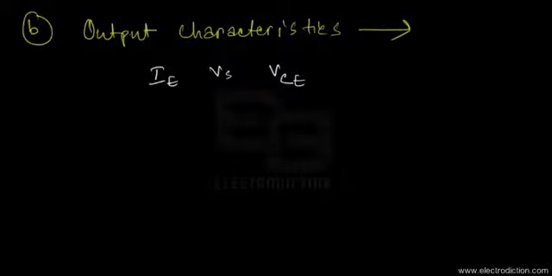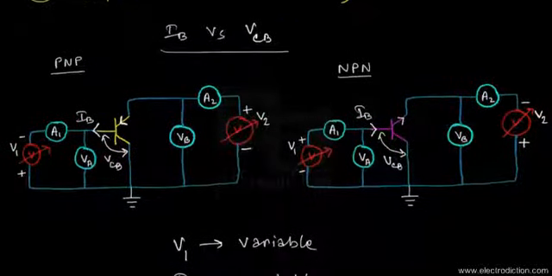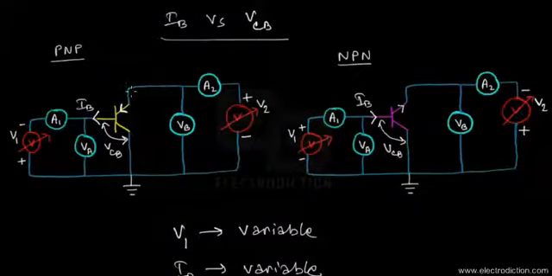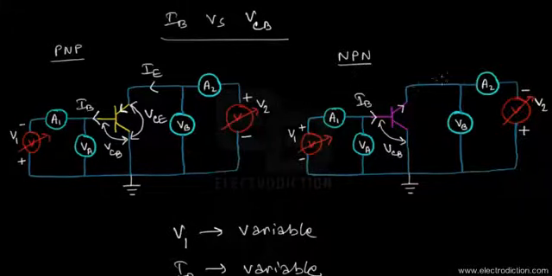If we go back to our experimental diagram, for the PNP type this would be the direction of the emitter current, and the collector to emitter voltage would be taken between the emitter and the collector terminals. Similarly, if we look at the NPN type transistor, the emitter current would have a different direction, just the opposite of what we see for the PNP type. Again, the collector to emitter voltage will be measured between the collector and the emitter terminals.